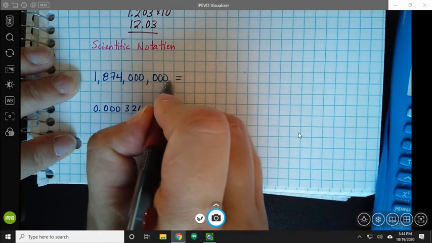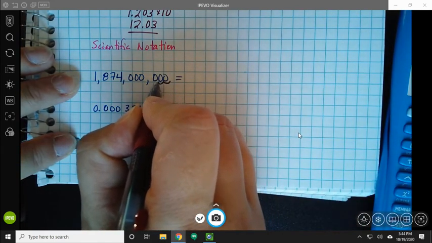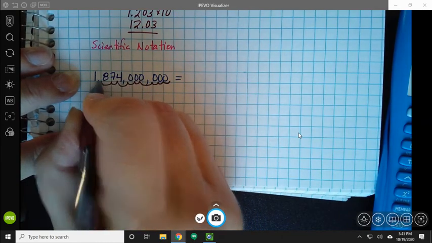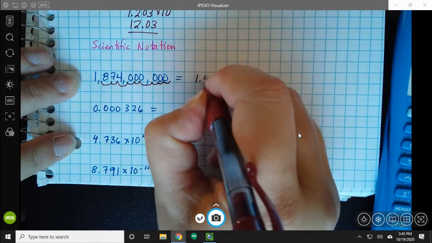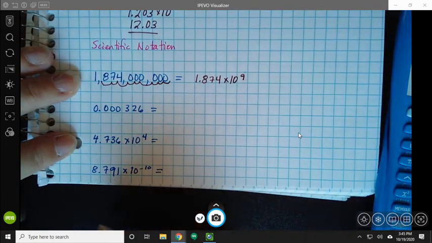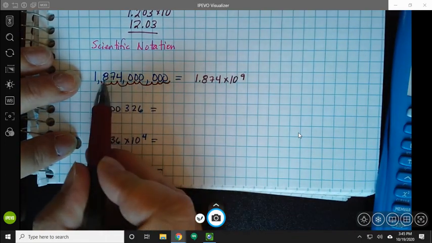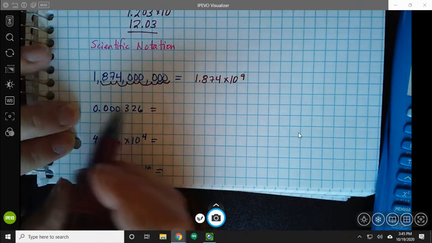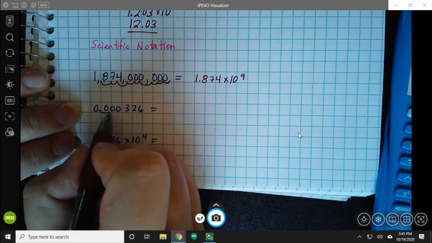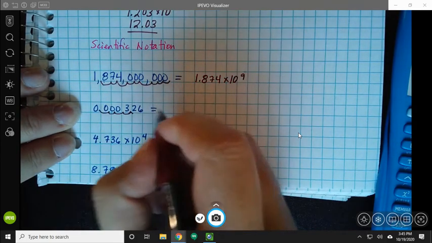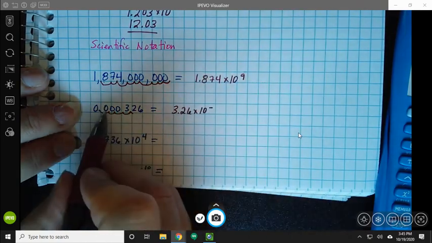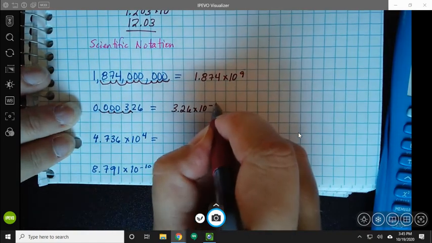So the easiest way to do that is to count over 1, 2, 3, 4, 5, 6, 7, 8, 9. So this would be 1.874 times 10 to the ninth. You just count how many places your decimal place moves. If I want to do the same thing, this time I'm going smaller, so it's 1, 2, 3, 4. So this would be 3.26 times 10 to the negative fourth.